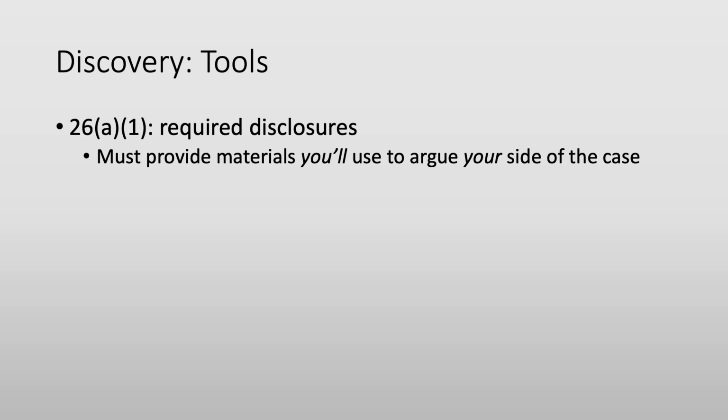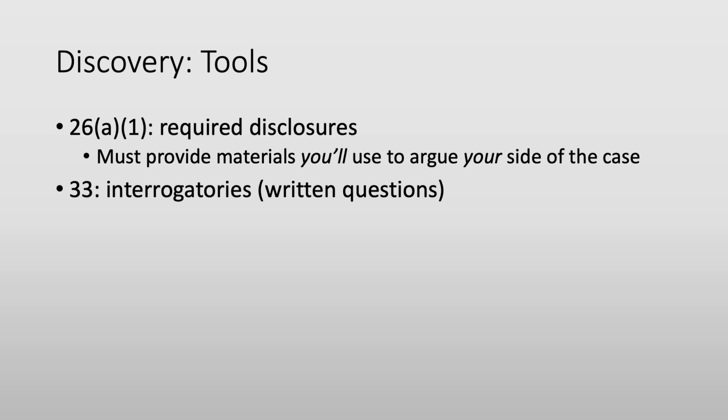After that, they ask each other for information, and they use various forms to do that. Rule 33 provides for interrogatories. These are written questions that the adversary has to answer. They're limited in number, and they're best used for opening up avenues of discovery. So, who was on the scene at this time? Okay, once you know the answer to that, you can pursue those people, you can seek information about those people, perhaps seek to talk to them, etc.